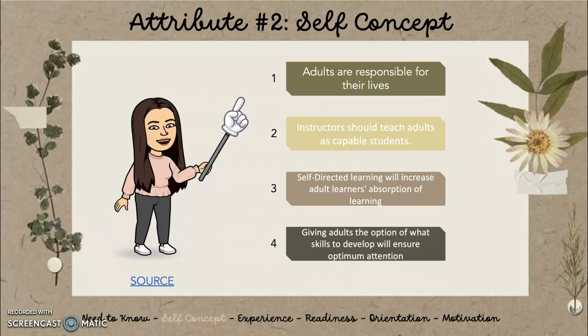The second principle is self-concept. This principle is about understanding adults and the need for self-direction. Adult learners will thrive in classroom settings where they are able to set the pace and choose how they want to learn information presented.